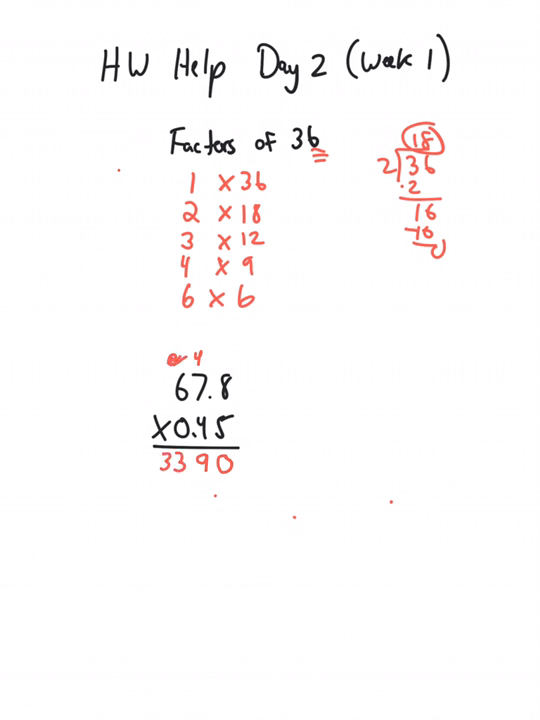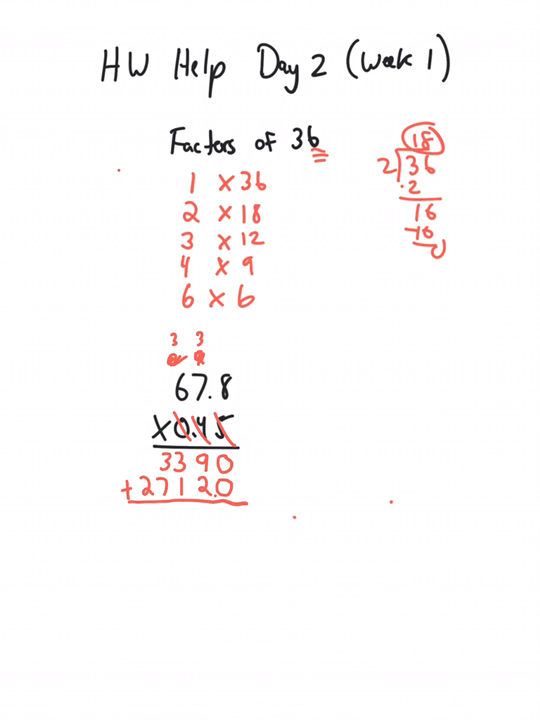Now when you do the traditional way, don't forget to fill in your 0 before you go on to the 4. And 4 times 8 is 32. Write the 2, carry the 3. 4 times 7 is 28, plus 3 is 31. 4 times 6 is 24, plus 3 is 27. Now you don't have to write the 0 in the last row because you're just going to get a whole bunch of zeros.